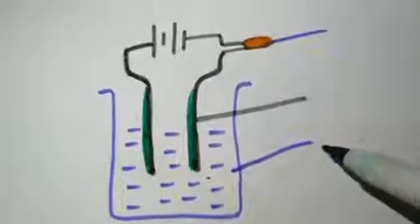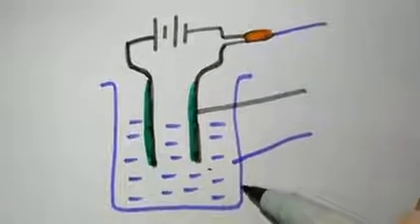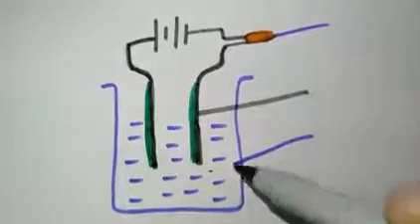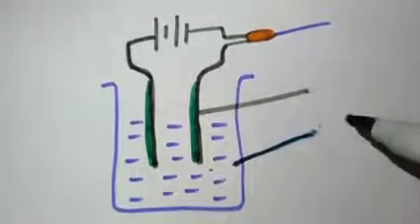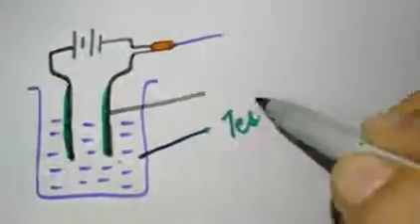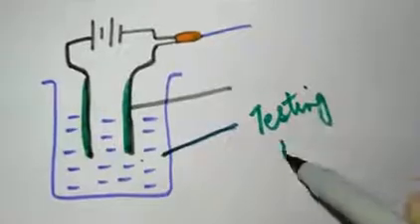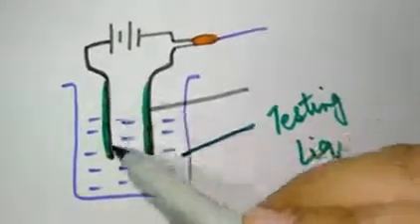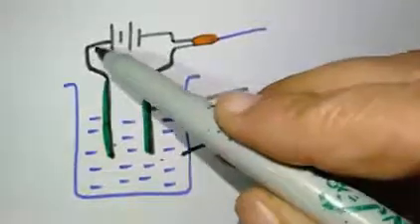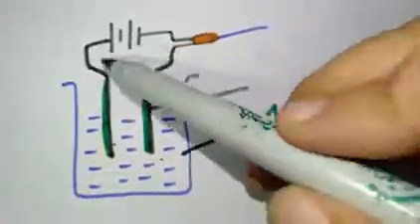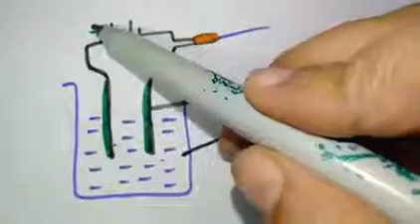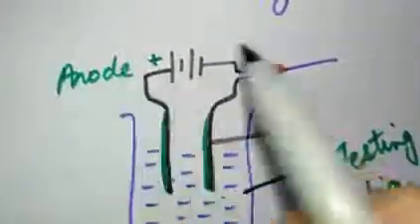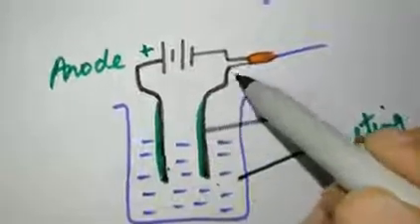We take a plastic jar. Suppose we take a plastic cup or plastic jar or a glass beaker, and in this we pour the liquid which we want to test. This is our testing liquid. Then we insert the pins here. These pins are connected to the two terminals of the battery. This is connected to the positive terminal, so naturally this will be the anode, and this is connected to the bulb.